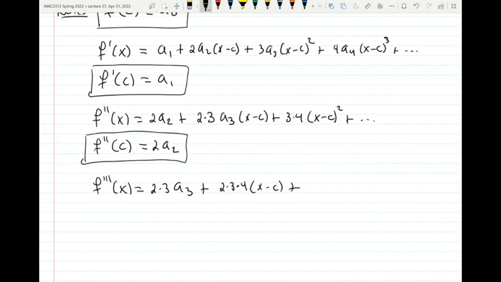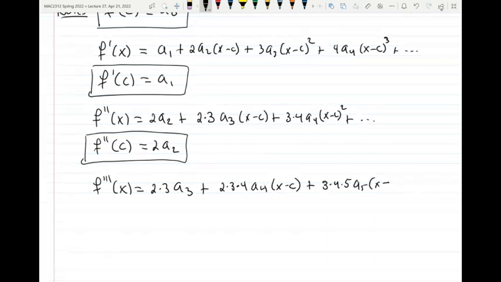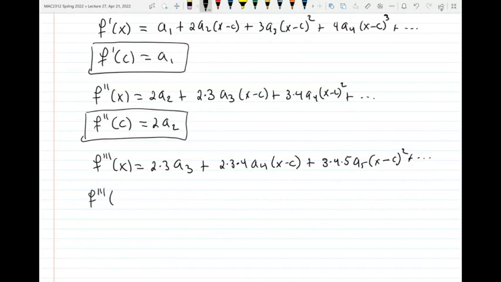Let's see, who can tell me what's the next term? Isn't it 2 times 3 times 4 times A4? Yes, there's an A4 here. So who can tell me what's the next term? 3 times 4 times 5 times A5. So this is A4 times (x minus c). Now plus, so what would this be? 3 times 4 times 5 A5 times (x minus c) squared, and so on, right? Okay, so now when we plug in the center, everything that has an x minus c is gone, so we get 2 times 3 times A3.